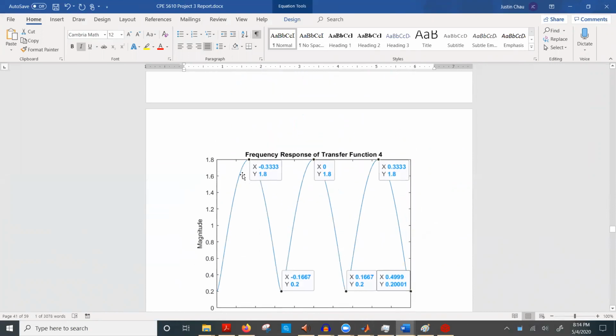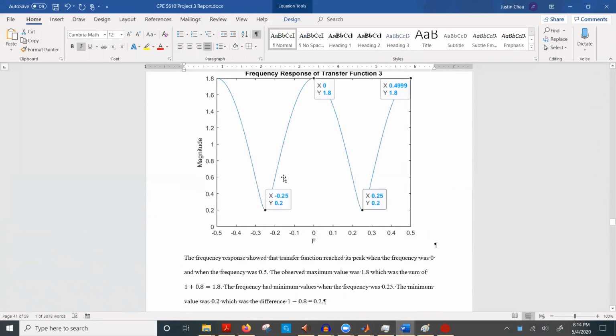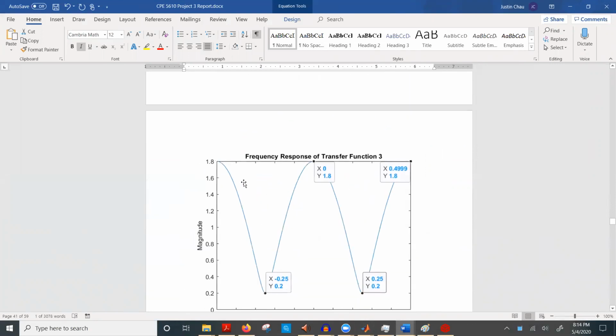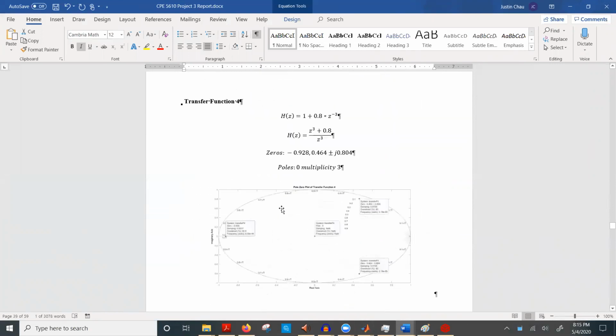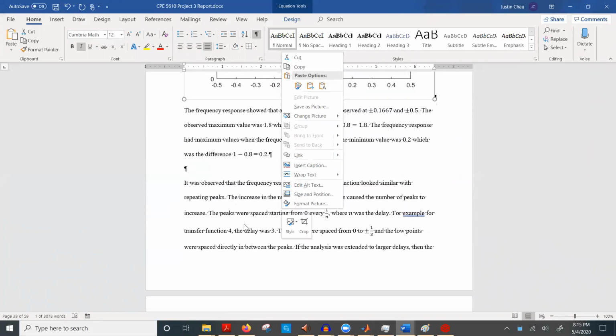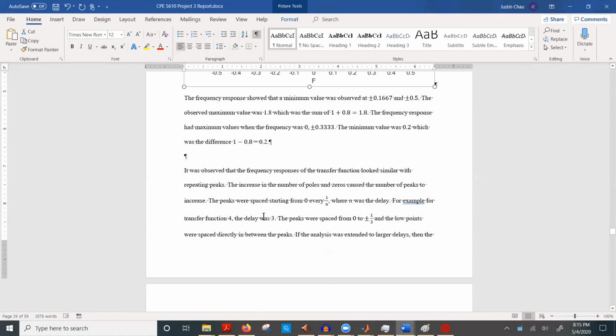And I forgot to talk about the maximum value. The maximum value is always the sum, so it's going to be 1 plus 0.8, and the lowest value is always the difference, so 1 minus 0.8. Let's see if I forgot anything else I forgot to mention.